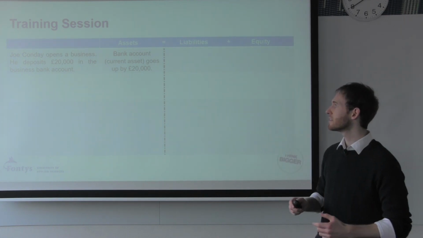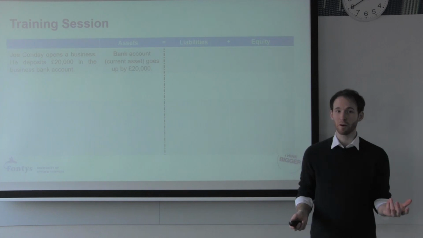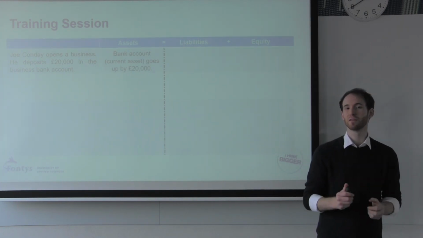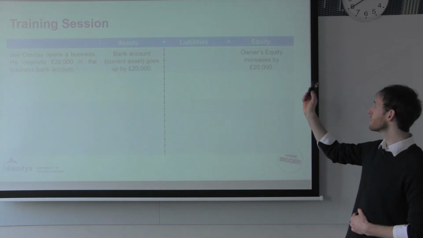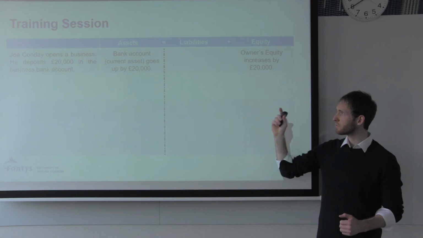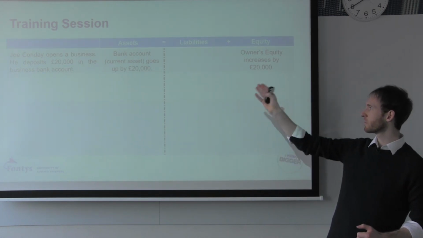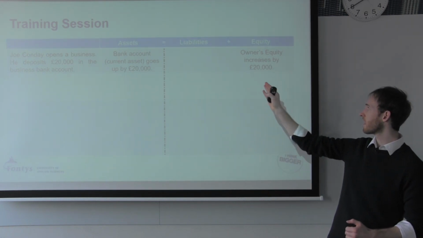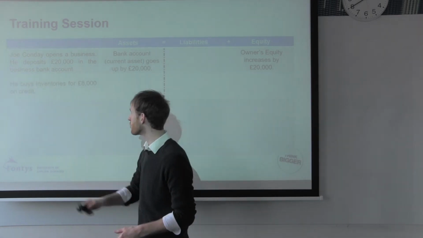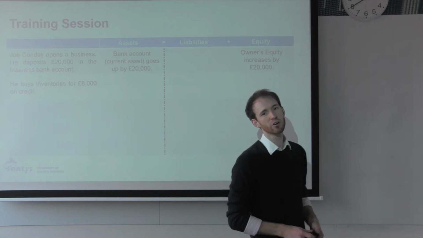So what also happens is, since this money didn't exist in the company before, the equity goes up because it's something the owner puts into the business. So owner's equity increases by 20,000 pounds. That's the first transaction, and it's still in balance because there's 20,000 on the left side and 20,000 on the right side. Then he buys inventories for 8,000 on credit.